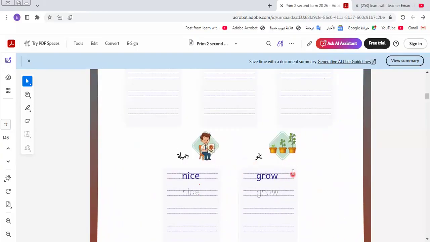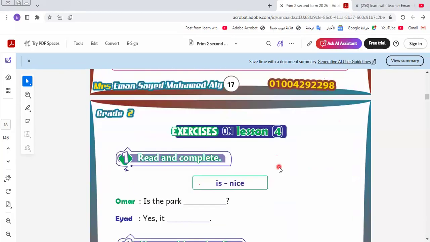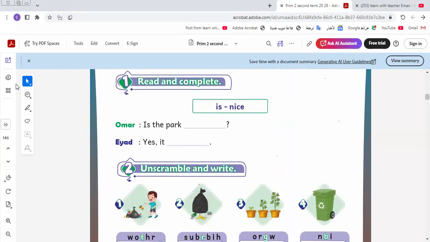We use it with the meaning of a plant, and grow also means grow up, someone is growing up, and we use it as planting also. Okay, for both. Let's go to another one.